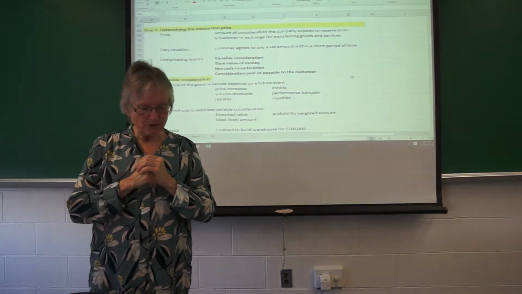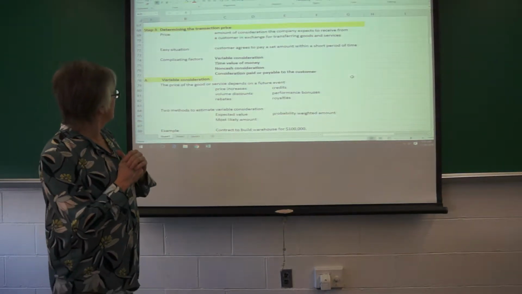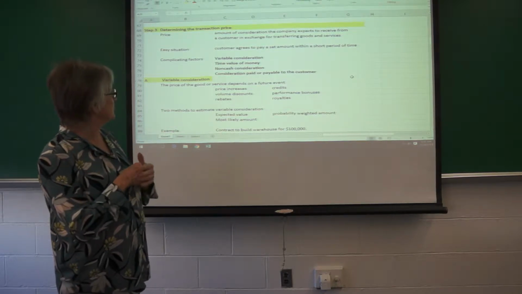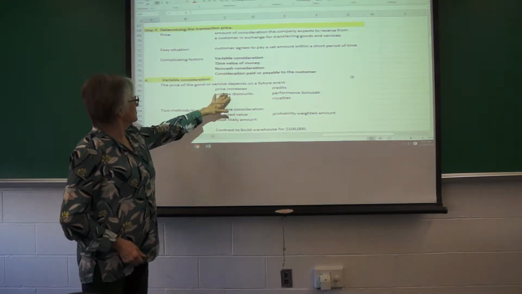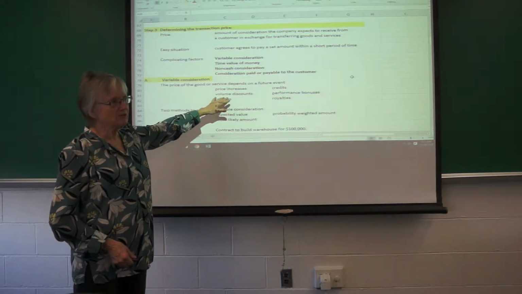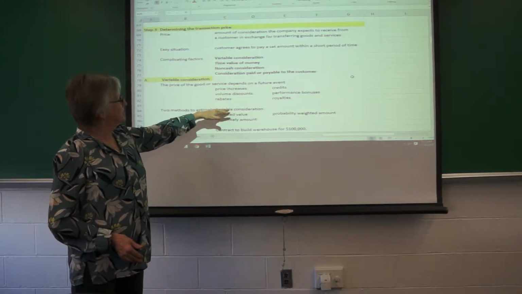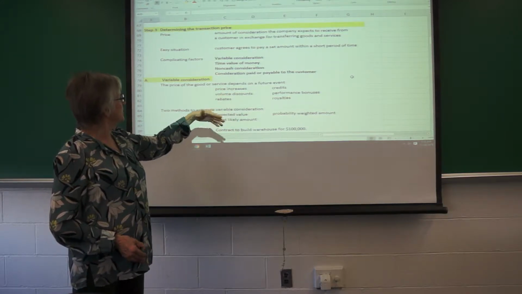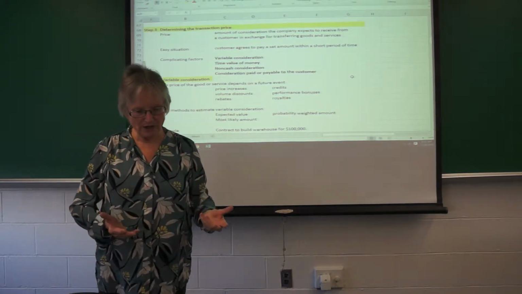So let's start with variable consideration. This is where the price depends on something that's going to happen in the future. So maybe the customer will take a volume discount, maybe they won't. Maybe there'll be a rebate, there might be some credits, there might be performance bonuses or royalties. So these are things that are not certain right now.